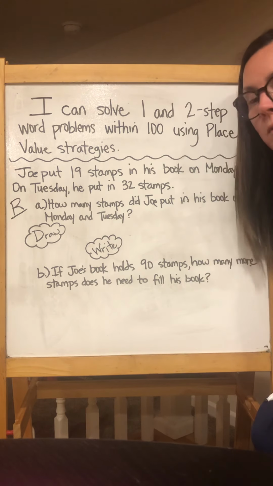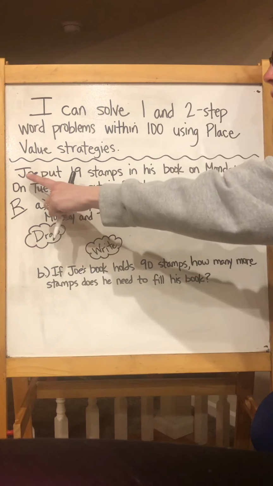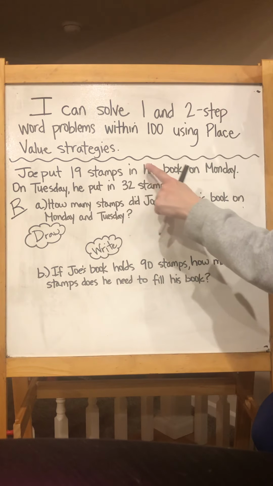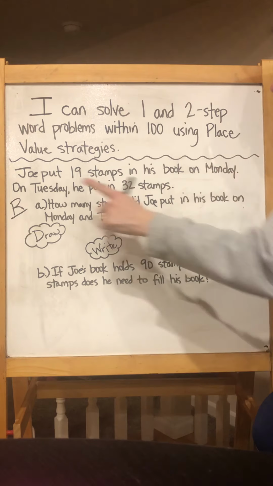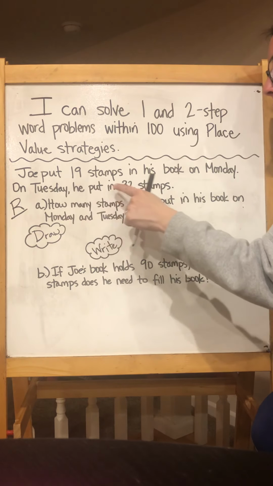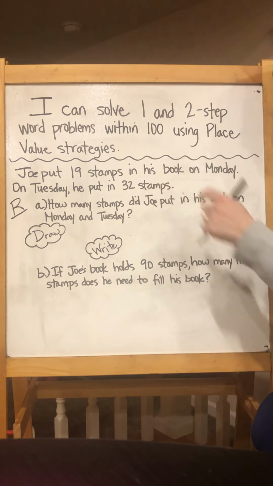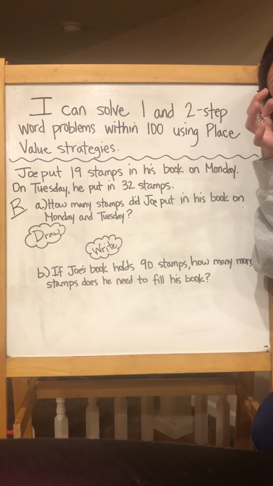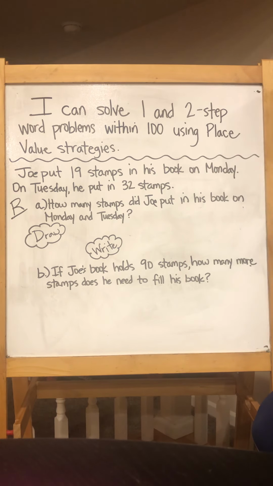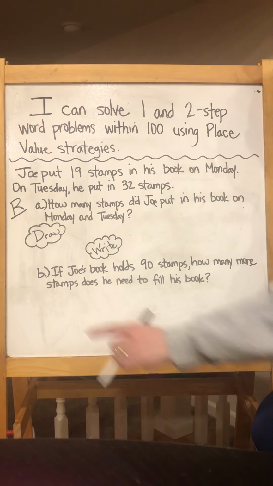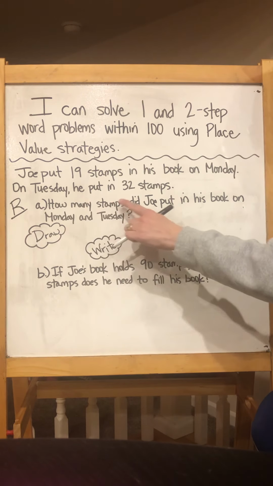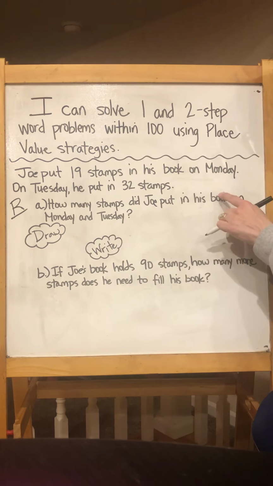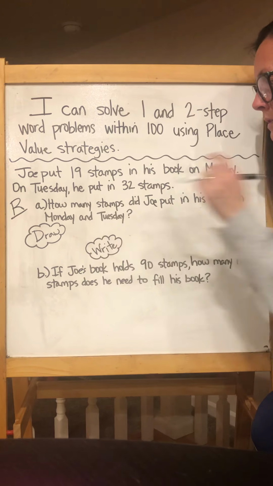All right, here we go. Joe put 19 stamps in his book on Monday. On Tuesday, he put in 32 stamps. So that's the information we're going to use. Here is our question. How many stamps did Joe put in his book on Monday and Tuesday?